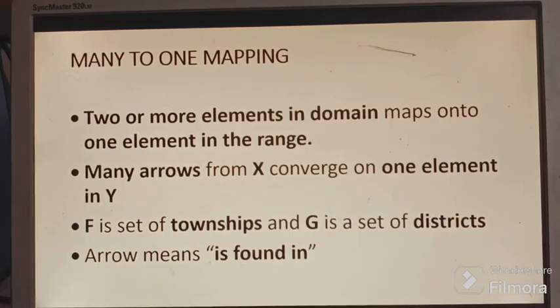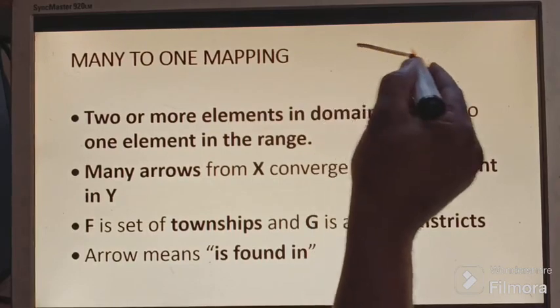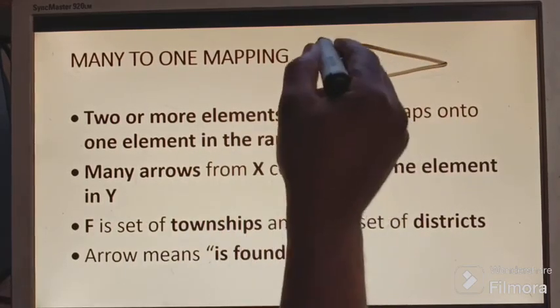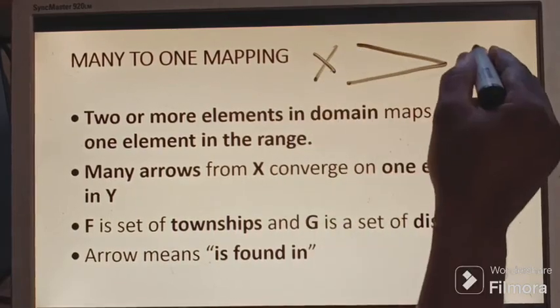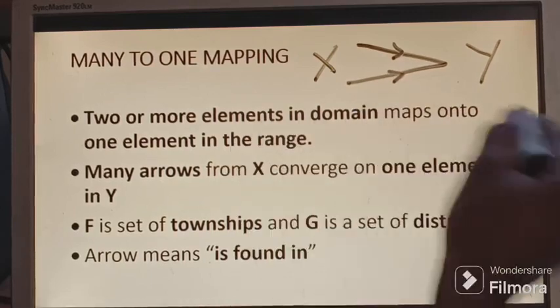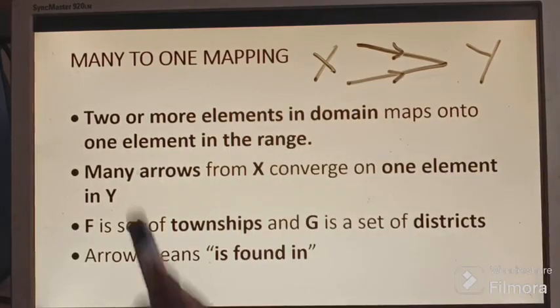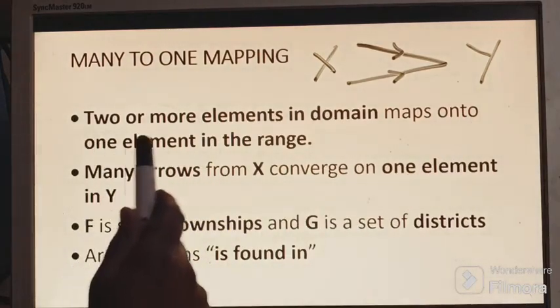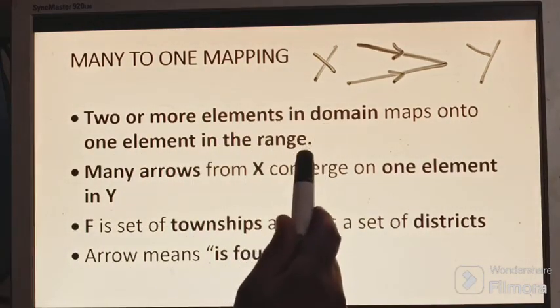So in our case, we are seeing something like that. This is our x and this is our y, and the arrows are going that way. So we have got two or more elements in the domain that are mapped onto one element in the range.